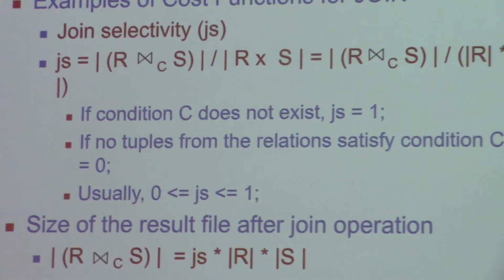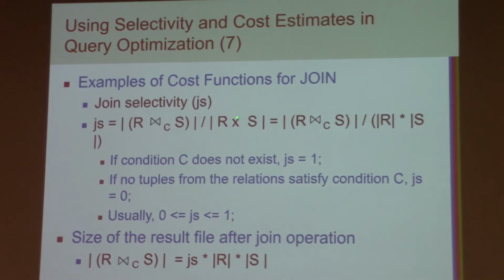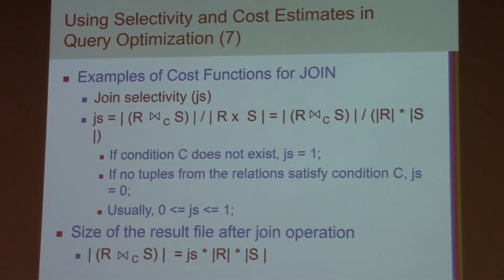Join selectivity is the ratio that I explained here. How many total cases? That's the denominator. The numerator is the joined tuples, the joined cases. How many of them are joined? So it's the number of joined tuples over R times S. That is the join selectivity.